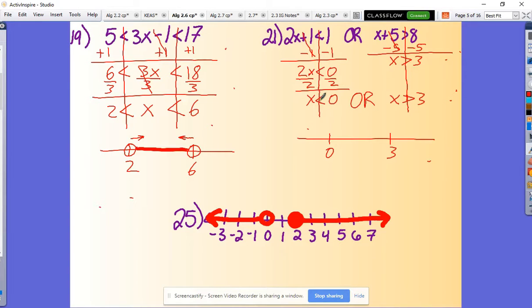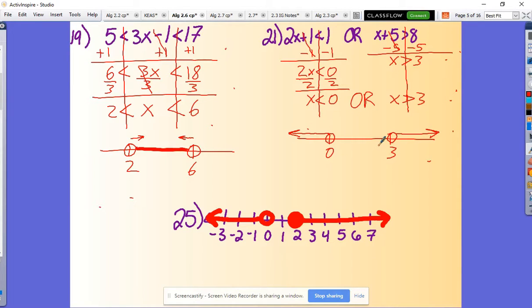x is going to be less than 0, so it can't equal 0. Open circle on 0. Can't equal 3. Open circle on 3. x is less than 0, so we're going to arrow over everything smaller than 0. x is greater than 3, we're going to arrow over everything greater than 3. Okay, so that's our graph solution for that. Everything smaller than 0, everything bigger than 3. These numbers do not matter.